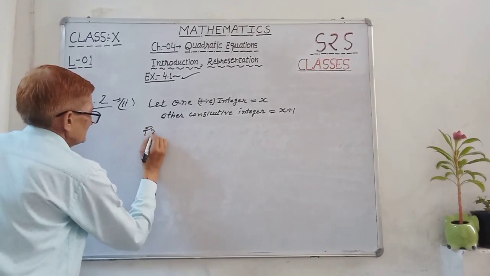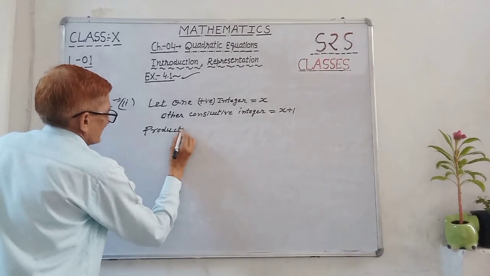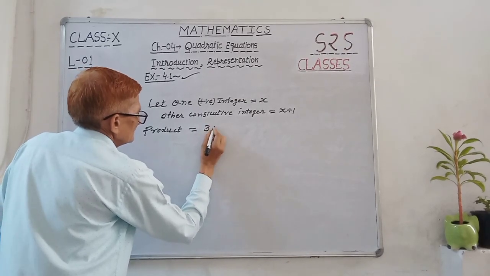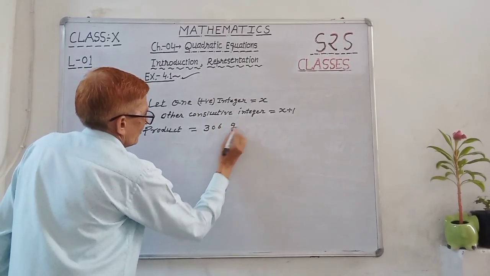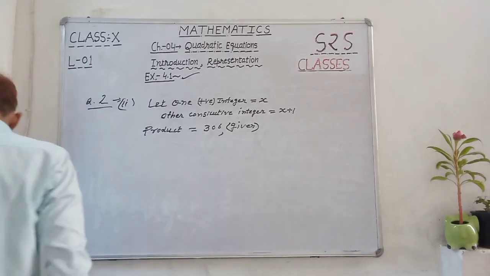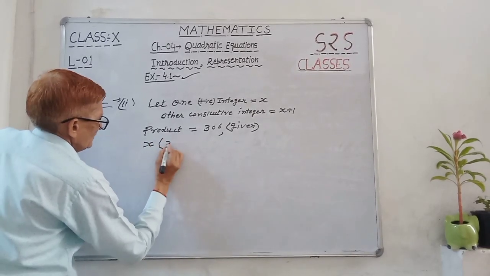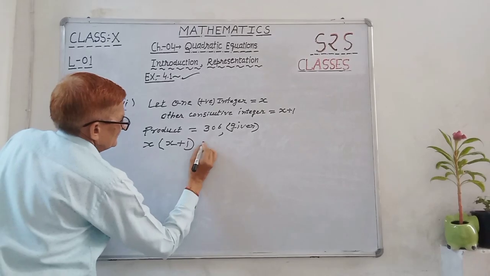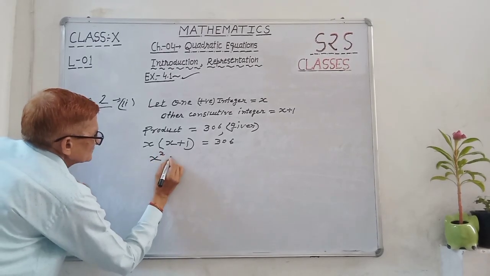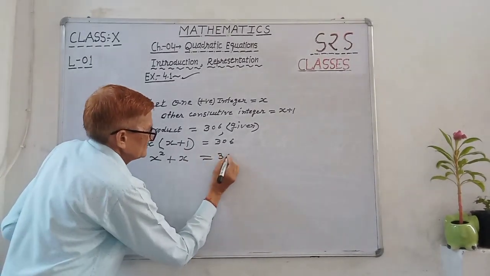Then what does it say? Product. According to the question, the product is equal to 306. According to the given situation, we make the relationship. Product means x into the other, x plus 1, is equal to 306. Then multiply: x into x is x square, plus x into 1 is x, equal to 306.